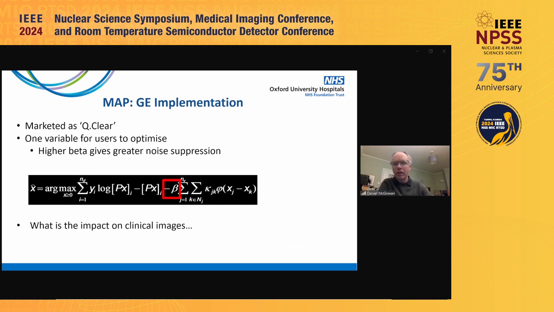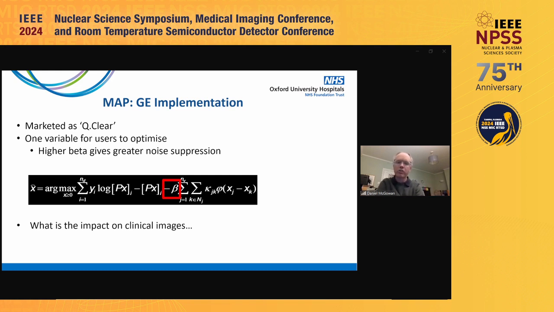The MAP algorithm I'm going to mention, the one we tested for implementation, is the GE one, and they marketed this as Q.Clear. It's the BSREM that we've mentioned up to now. The way they did this was they had one variable, in this case beta, to give the users one parameter to alter in terms of image optimization, and that was varied depending on which tracer you might want to look at. In their implementation of this Q.Clear style algorithm on their SPECT imaging, they've actually got more than one parameter you can alter, but for the PET version, it's only got the beta.